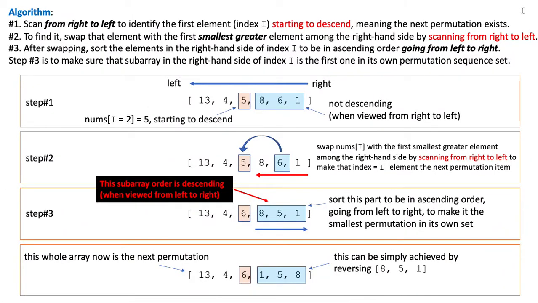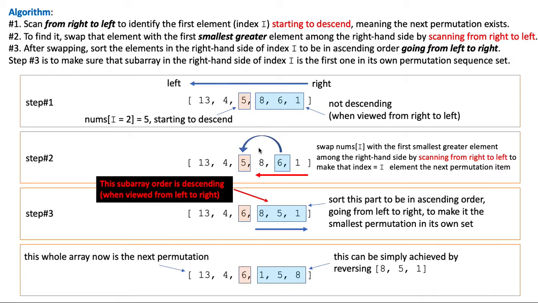Here's one example to illustrate this algorithm. So we have this array: 13, 4, 5, 8, 6, and 1. So step 1, scanning from right to left. We want to identify the first element starting to descend. So 1, 6, 8 increasing, but then 5 starting to descend. So we know the index is 2: 0, 1, 2. Index i equal to 2.